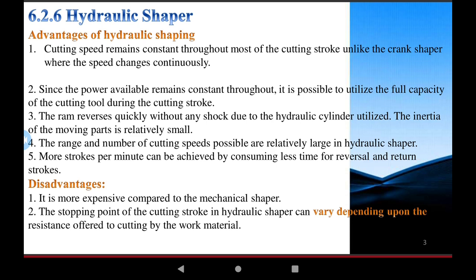More strokes per minute can be achieved because less time is consumed in the reversal and return stroke. Okay, the cutting of the material consumes power in the machine, and the reversal or return stroke does not cut the metal, and the tool is free, moved from the original position.